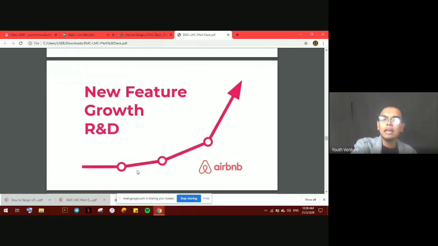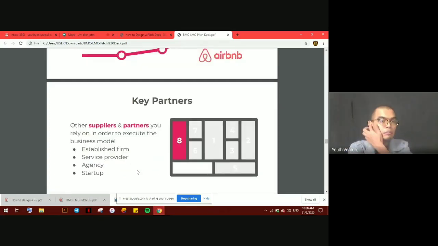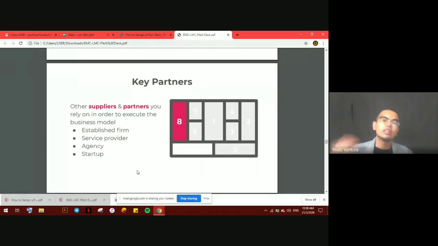So for Airbnb, the key activity is constantly adding new features, constantly growing the number of customers, the number of hosts, and the number of guests, and ultimately R&D of new products, because by the nature of Airbnb, it is a technology company, it is an innovative company, so they do research and development on a daily basis. Next part is the key partner.